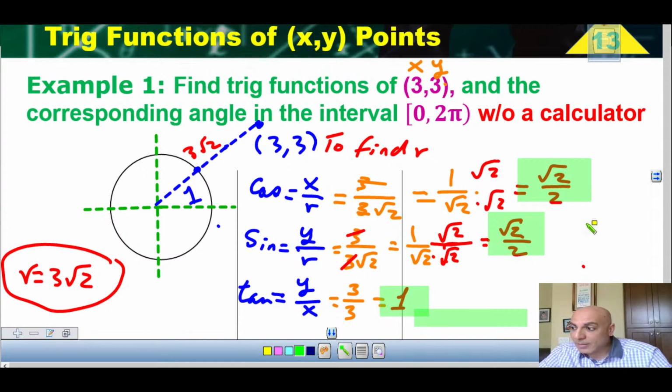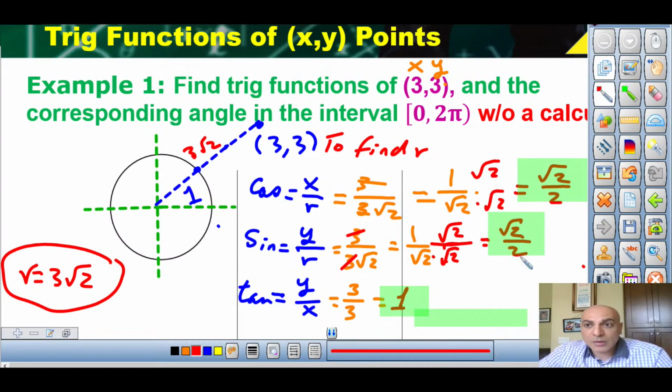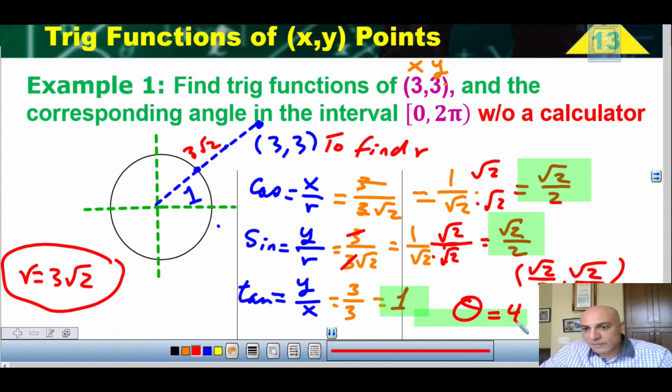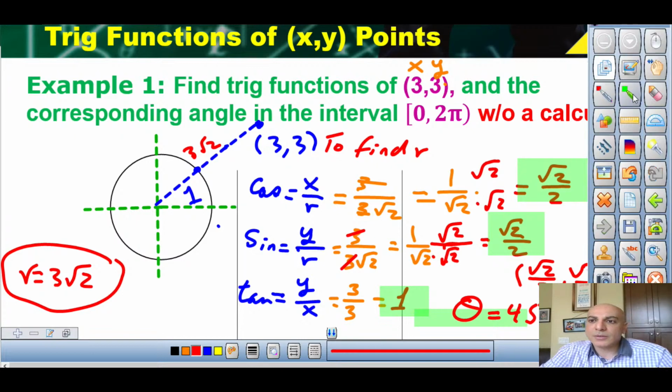Focus, you guys, on the comments. What could this angle be? If it helps you, you could write it like this: square root of 2 over 2, comma, square root of 2 over 2. What angle? Here we go, I just got an answer in the comments. Theta is 45 degrees. That is very true. Theta is 45 degrees.